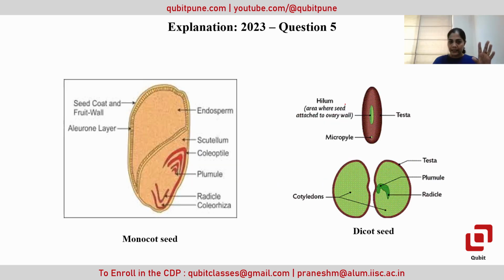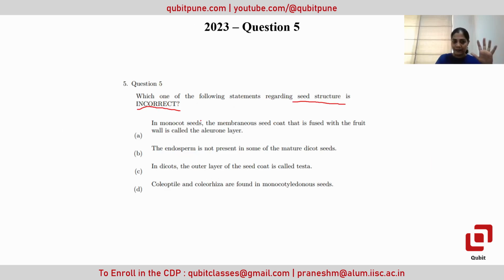No, that is the incorrect statement, because if you can see in this particular diagram, the seed coat and the fruit wall is already there, and the aleurone layer is the inner layer which is present in between the seed coat and the endosperm. So that is a separate layer. Once it is fruit with the fruit wall, it's not called the aleurone layer. Aleurone layer is a different layer itself.